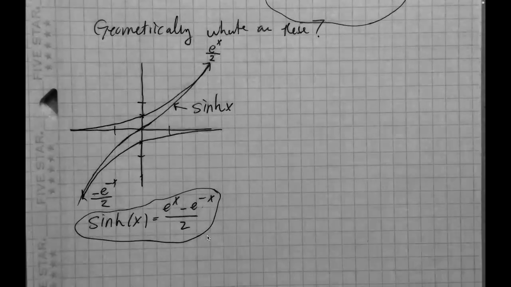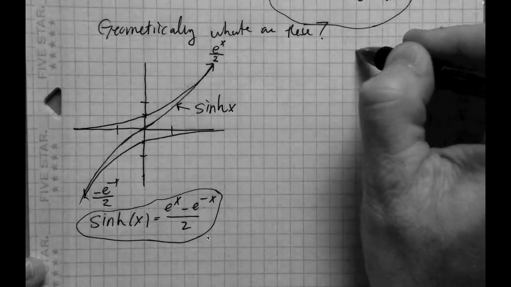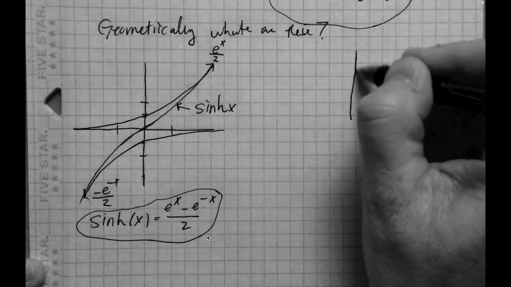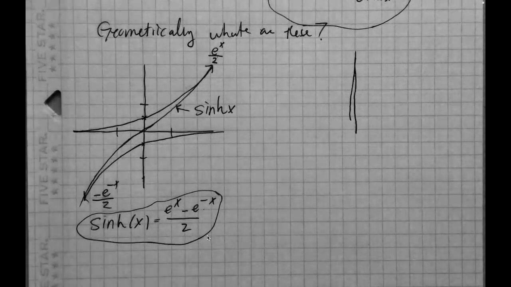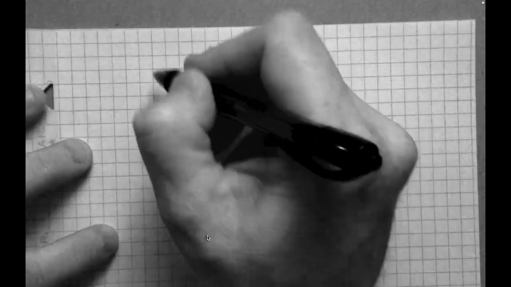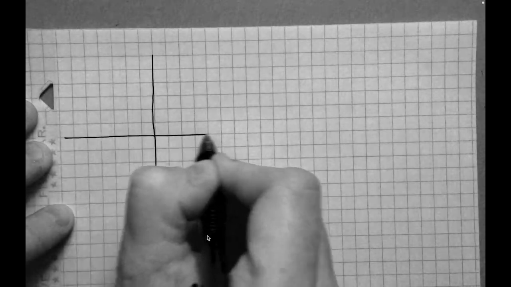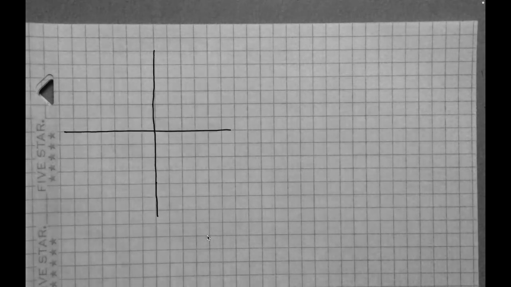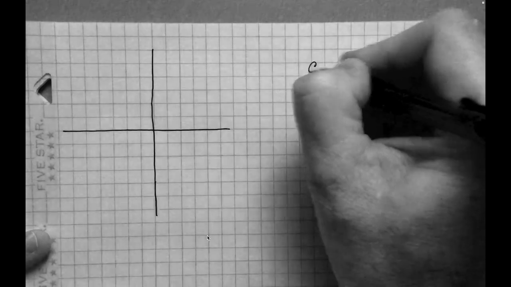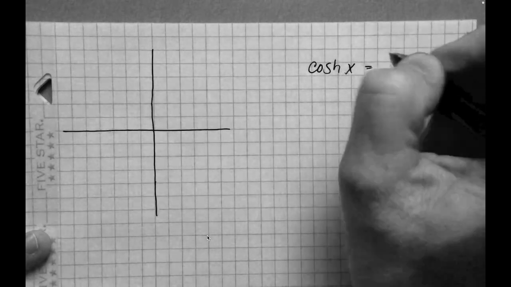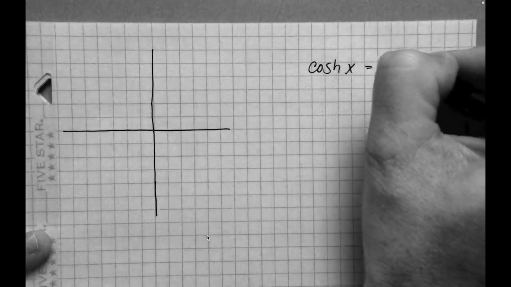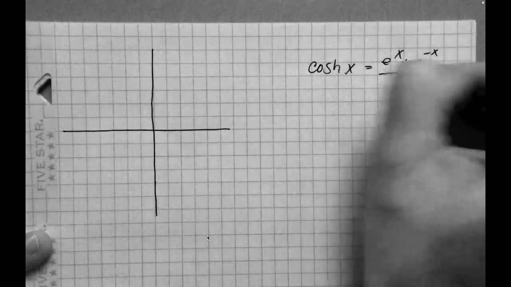Now, what about the cosine? Hyperbolic cosine. We'll try to do the same picture over here. Oh, I've already wrecked it. Let me just get a new sheet. So, if I draw my x-axis, my y-axis here, then remember the cosh is e to the x plus e to the negative x over 2.